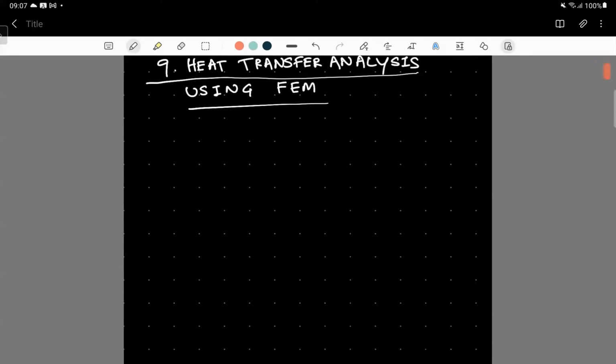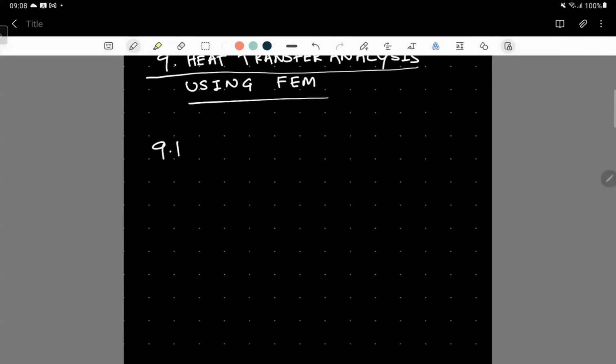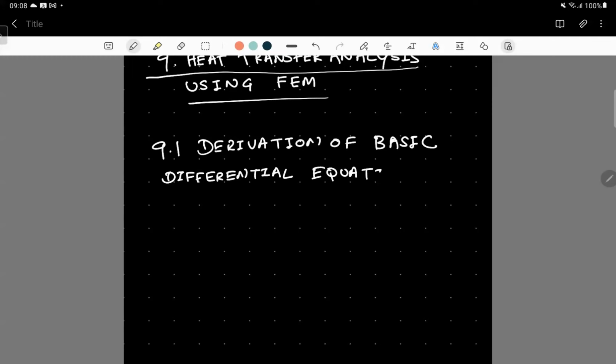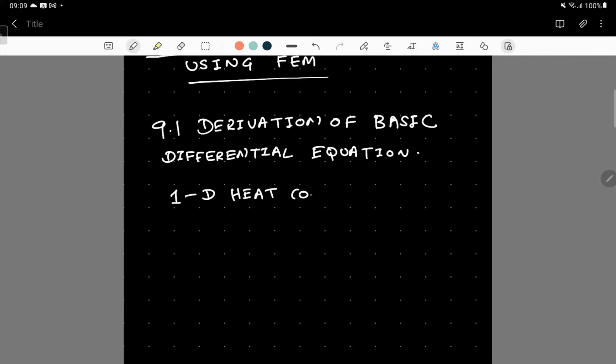Let's first get some familiarity with the one-dimensional heat conduction problem, that is, without convection. Let's try to derive the basic differential equations so that we know what we are planning to model using the finite element method. So in this section, we are trying to get an understanding about the physics behind the finite element code. Section 9.1, derivation of basic differential equation. And specifically, let's look at one-dimensional heat conduction without convection in the first place.